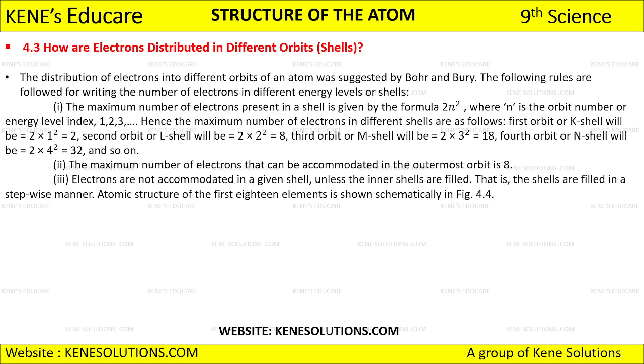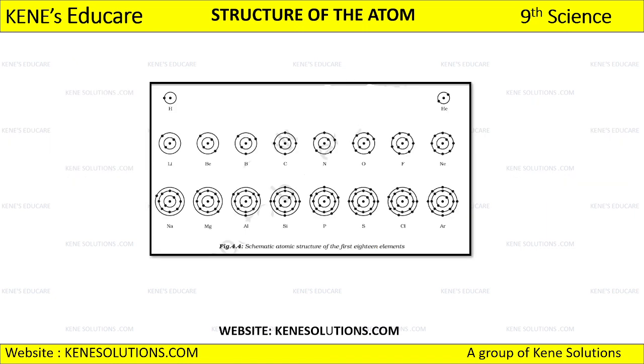After this, knowing how the electrons have been distributed in different orbits, this is how the schematic of the first 18 elements has been given. So I want you all to please go through it.